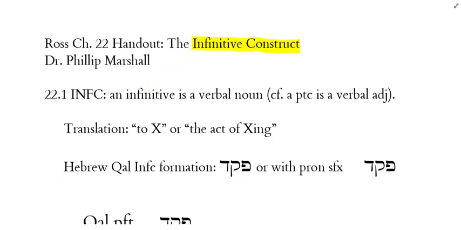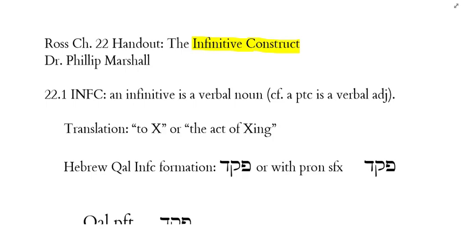Now, an infinitive is a verbal noun, and we can contrast that with the participle, which is a verbal adjective. Infinitives are verbal nouns, which means that they can do what a noun can do, only better, because they can also do things that verbs do as well.